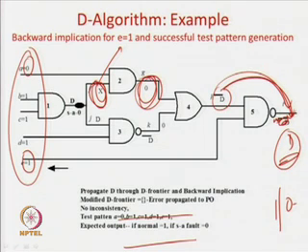That is, you have found a test pattern, this is the test pattern, and what is expected is that if the fault is there, you will get the value 0 at the output, and if the fault is not there, you will get a 1 at the output.